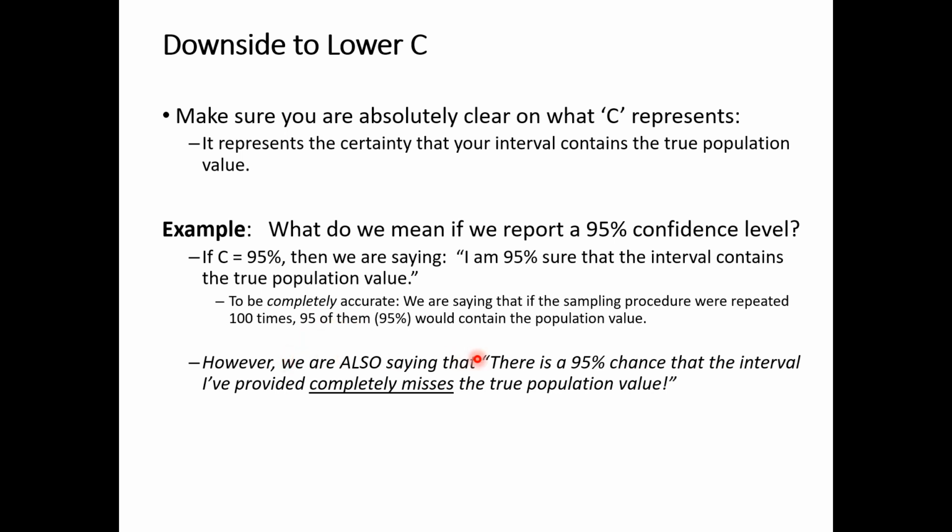Also, we are saying that there is a 5% chance that the interval I have provided completely misses the true population mean. That's what I was trying to say. So there is always a chance, and that chance is 5%. Or what we are trying to say alternately, when we are doing significance testing, we say that we are 95% confident that the results have not occurred by chance.